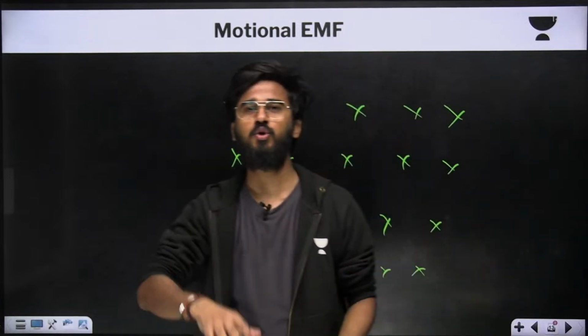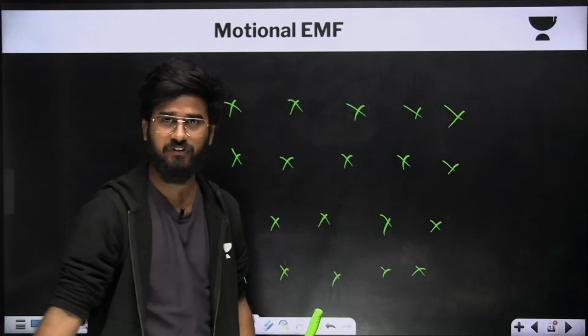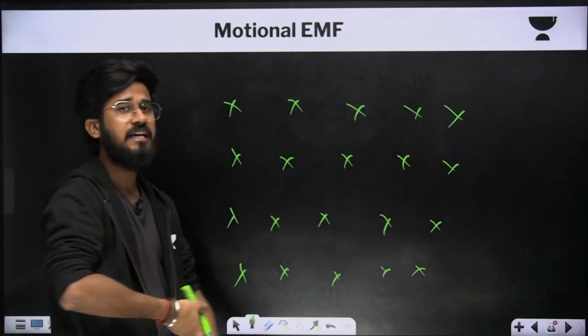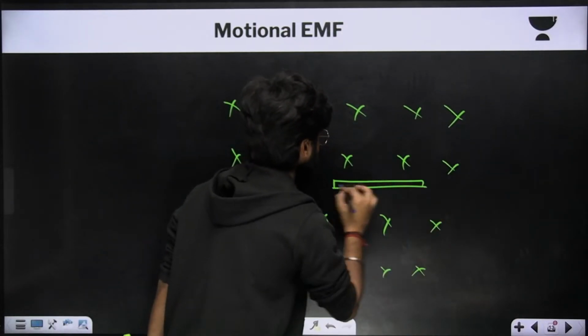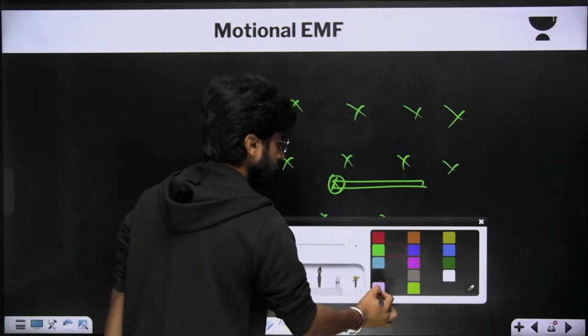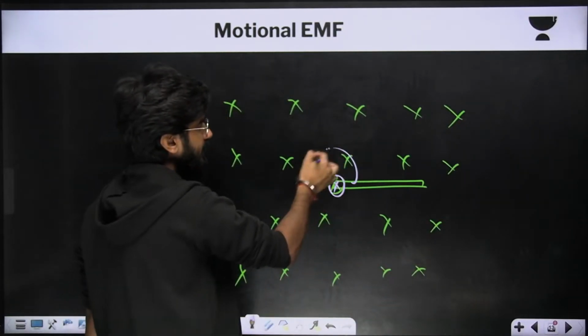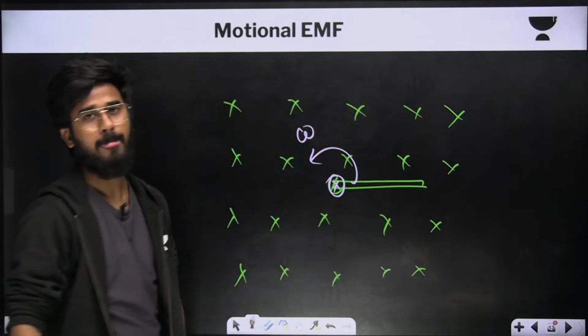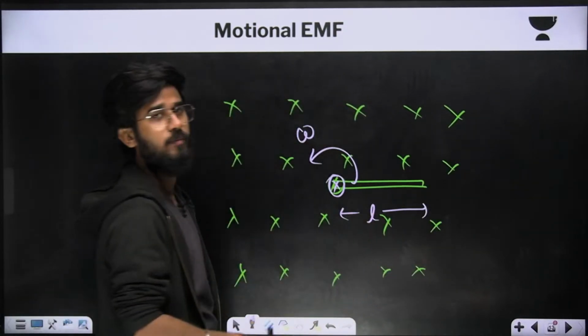Suppose that you have a magnetic field in this region, and the magnetic field is inside, as I have shown in the figure as well. Now you have a rod here, and it is hinged at this particular point and it is rotating with angular velocity omega. The length of the rod is L and it is rotating with omega.